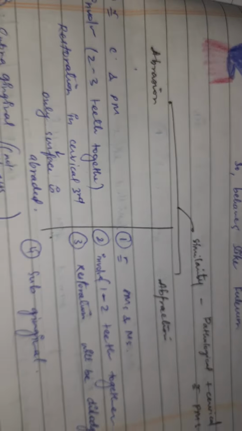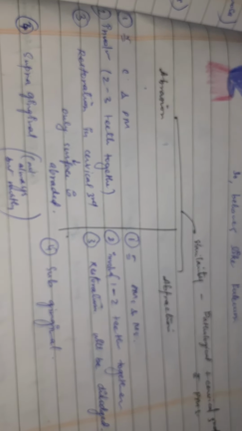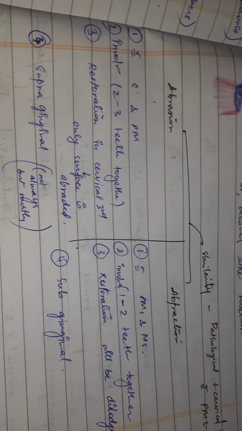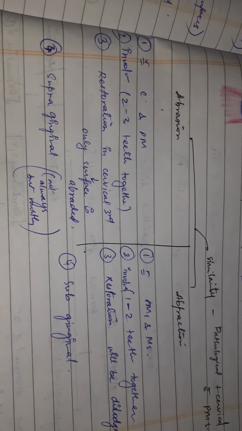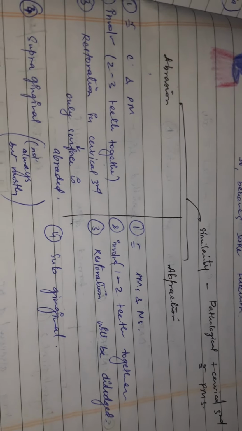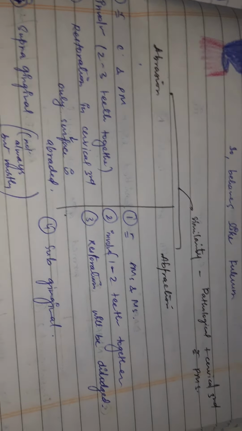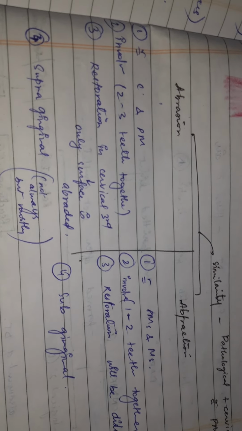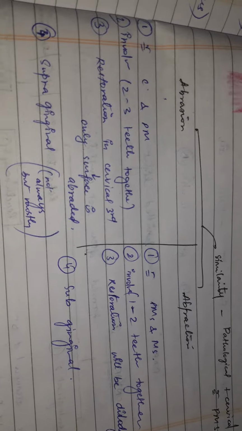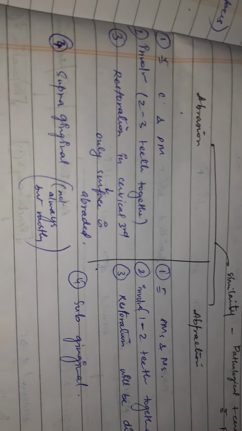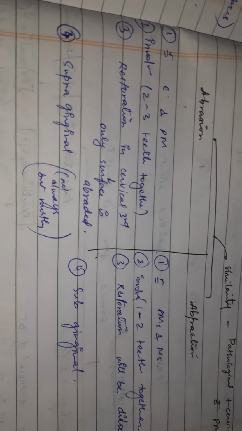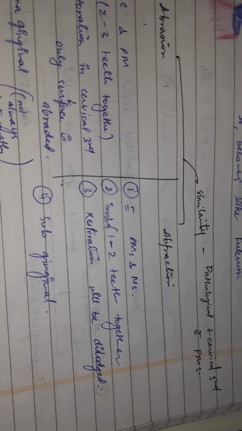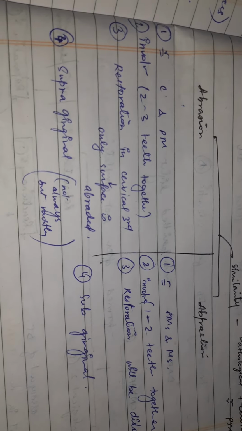Now the difference: abrasion is seen in canines and premolars, because at the corner of the mouth we do hard brushing, and abfraction is seen in premolars and molars. Abrasion involves 2 to 3 teeth together, and abfraction involves 1 to 2 teeth together.